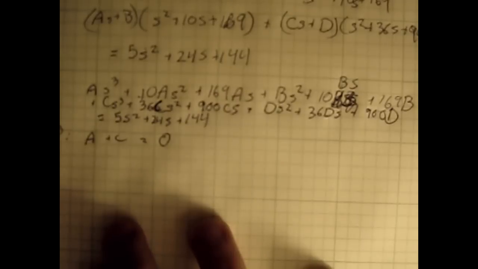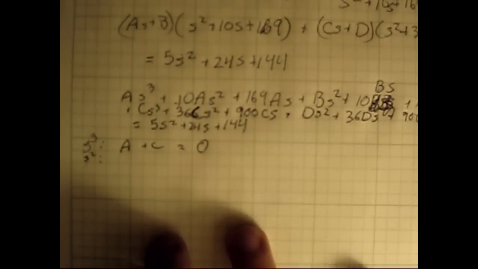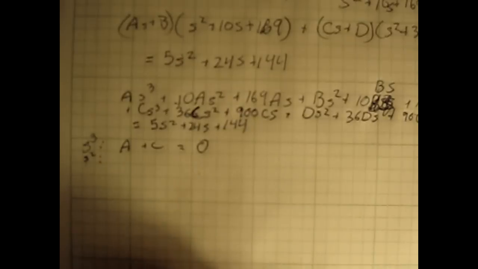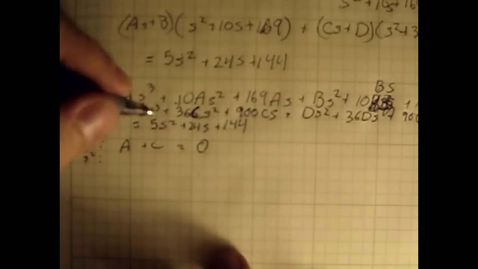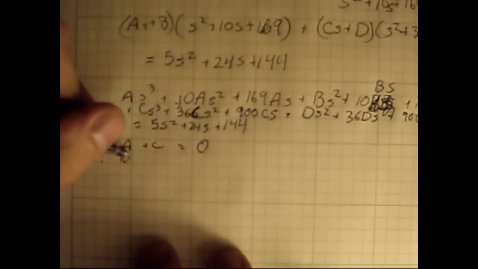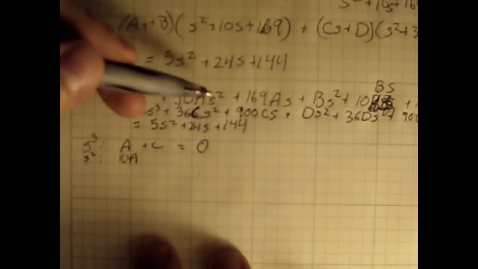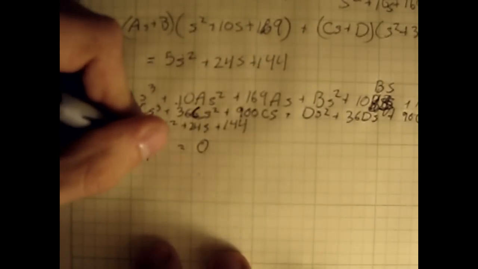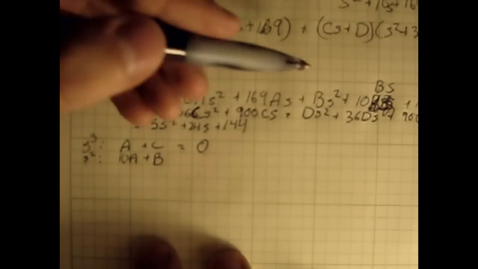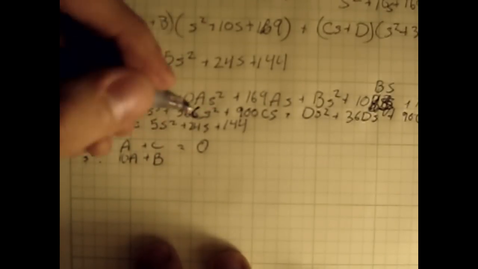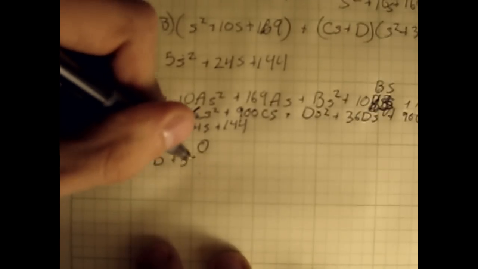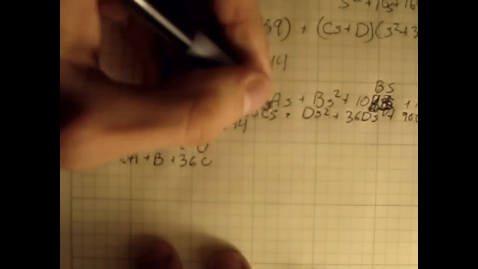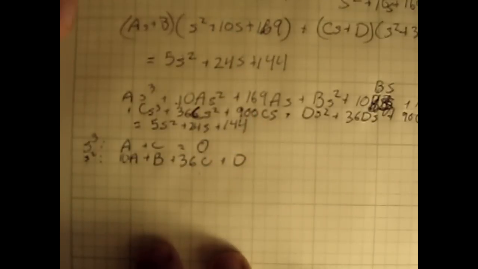Now, let's do the squared terms. For s squared, how well is that showing up? Sorry, having trouble focusing this today. For the s squared terms, we have a 10a. I'll just drop the s squared again. And it looks like we have a single b. Moving across, we have a 36c. And going across some more, we have a positive d.